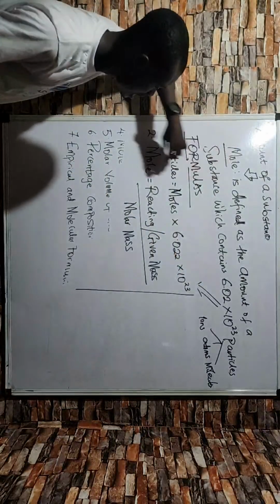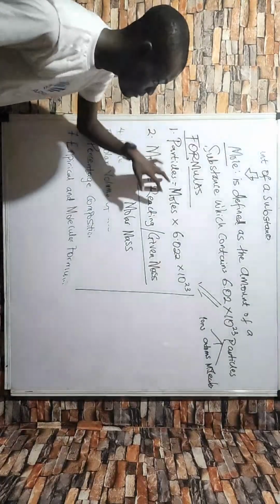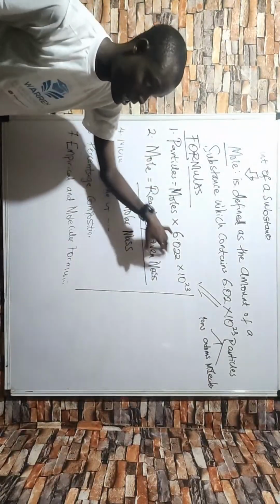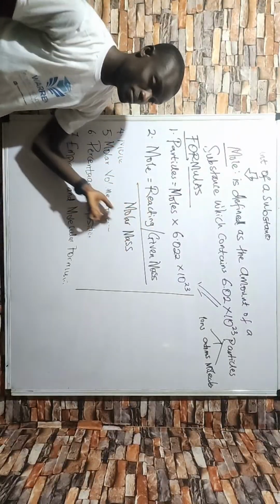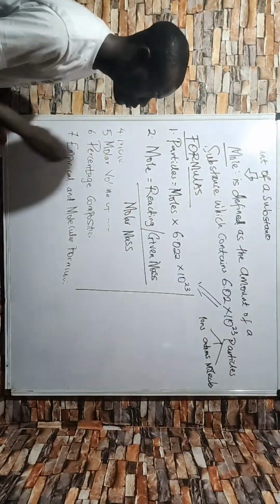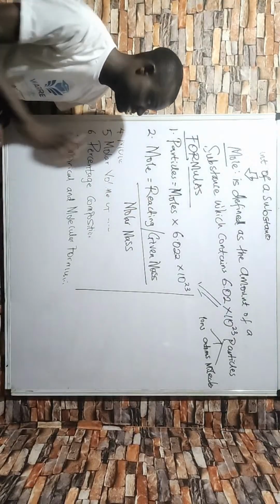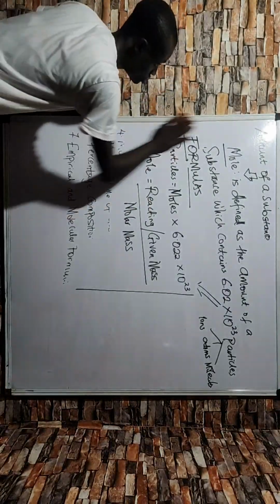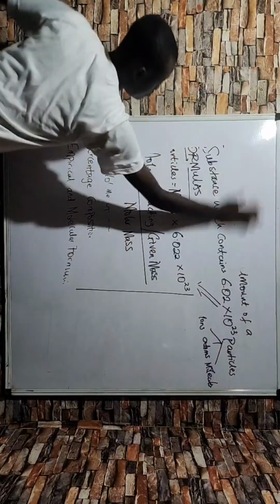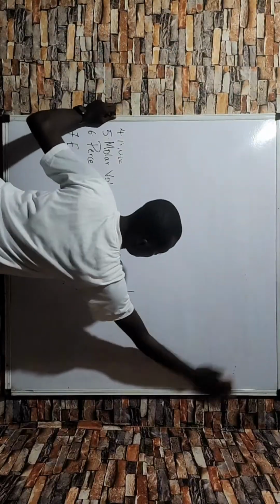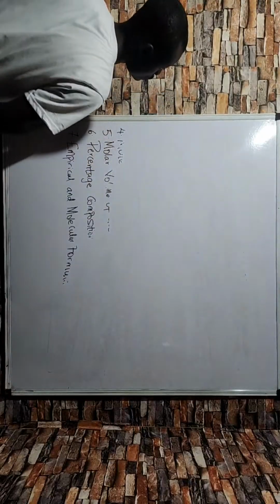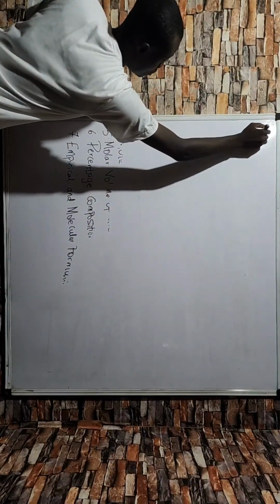And the formulas are this. Particles is equal to mole times this number, Avogadro's number. Then mole itself is the reacting or given mass over molar mass. So we are going to take a question so we understand this in a very detailed way. Let's take this question. So we have a question. Let's say we give an example.